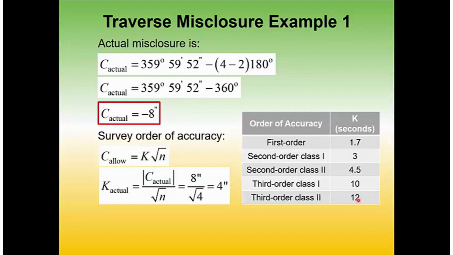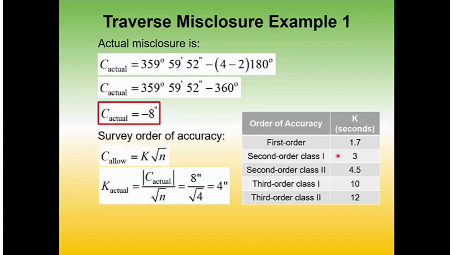We can see that the 4 seconds definitely satisfies third order class 2 work. We only needed 12 seconds, and our survey provided 4. It also satisfies third order class 1 work because we have provided 4 and we only need 10. Similarly, we've also satisfied second order class 2 work. We need 4.5 seconds k, where we actually have a k value that's better than that. It's 4 seconds. So we certainly are providing second order class 2 work.